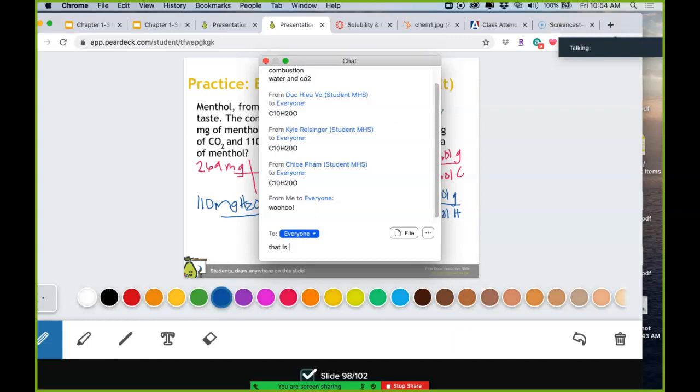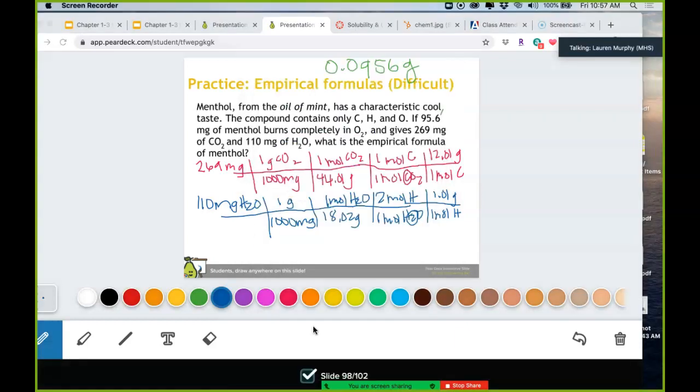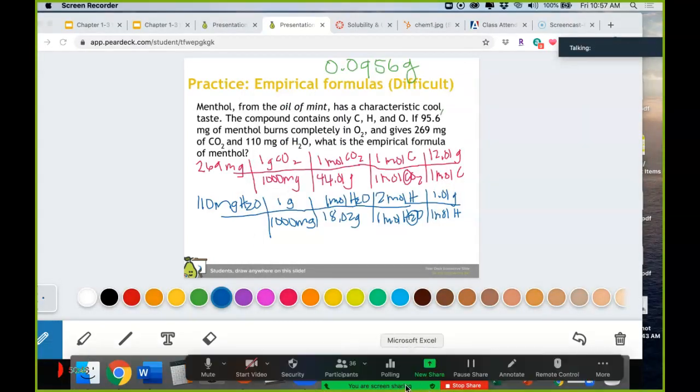Why can't I get rid of this? How do I get rid of this chat? I'm so confused. What's this one doing here? Okay, well that was interesting. Make sure I'm not muted.